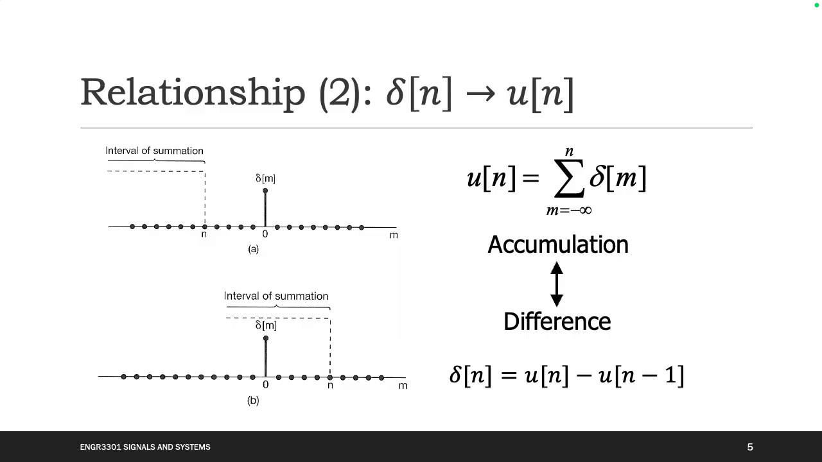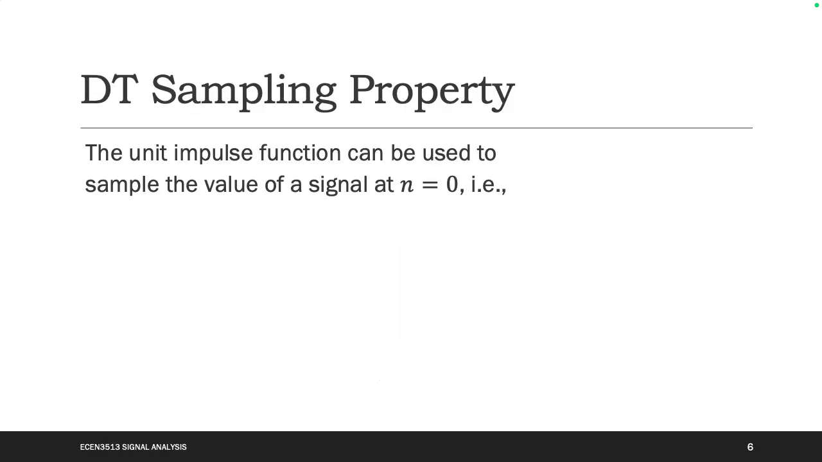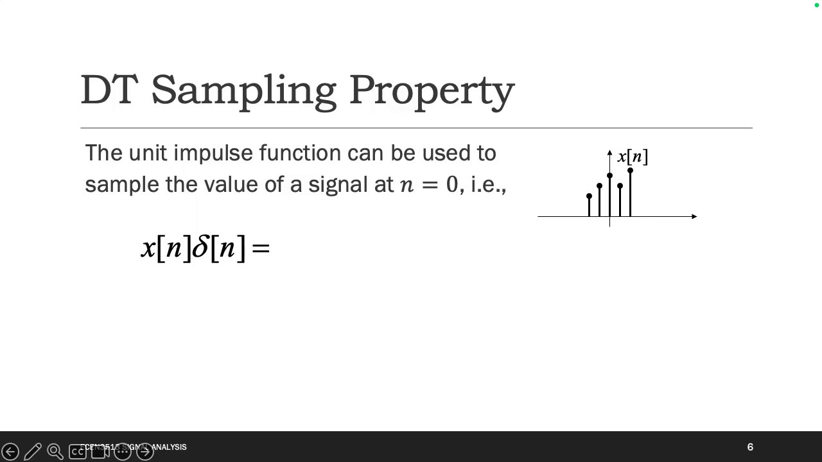Any questions so far? Okay, and then let's try to review the DT sampling property. You can see here, if we have a signal x n and we have a delta n, and we multiply those two together, what can we get?